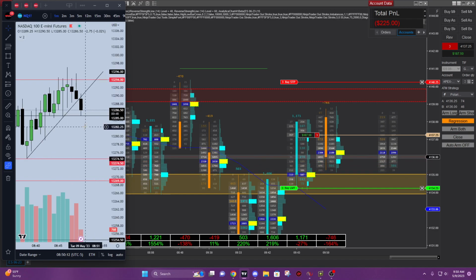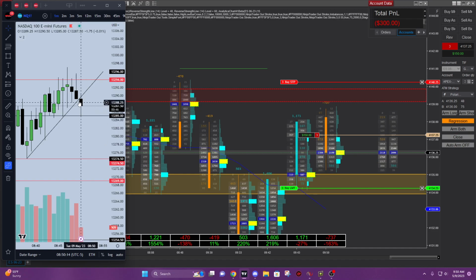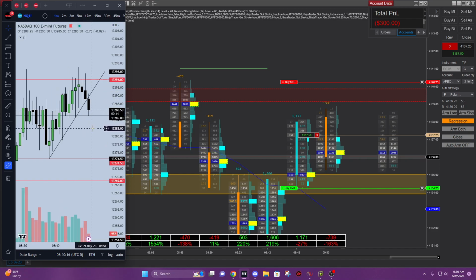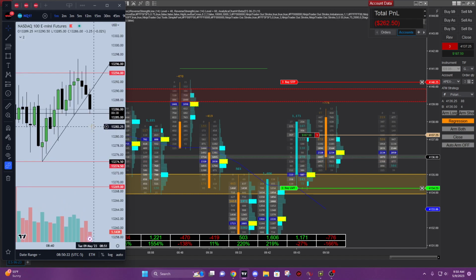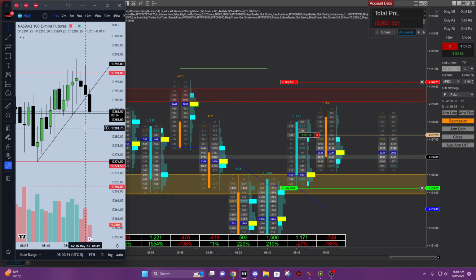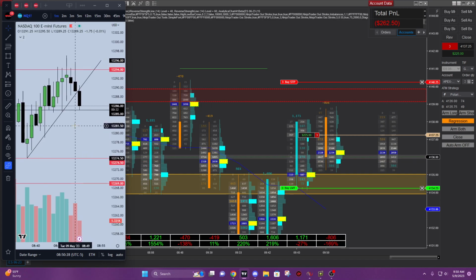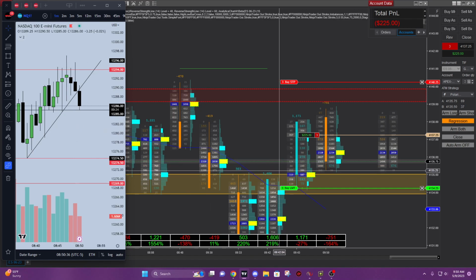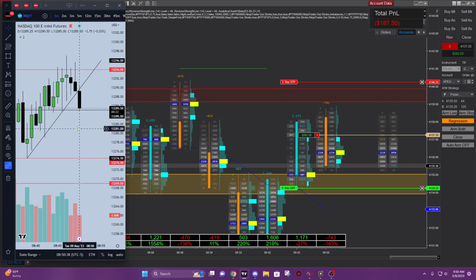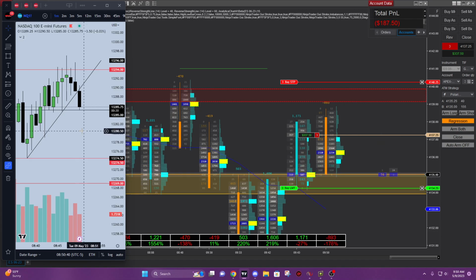Need a good down close. This is a decent down close, but we need to break through this level. Come on, buddy. You just gotta move down like 1 point. Move down 1 more point for me, yes.